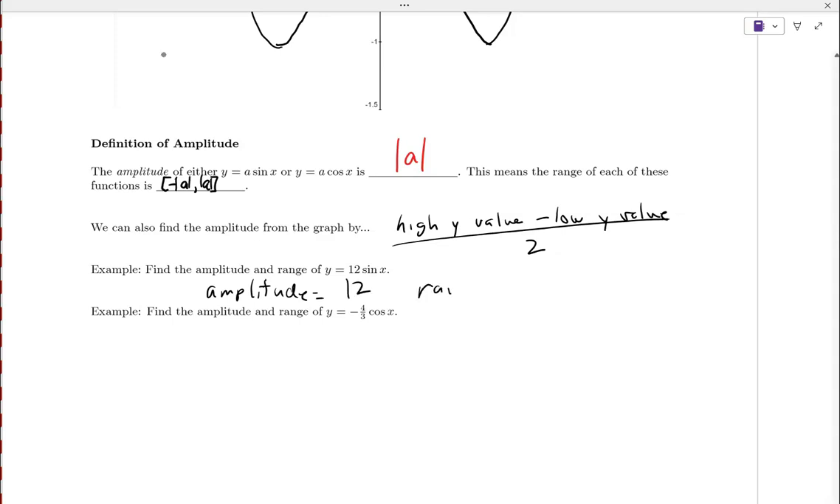12. And the range will be negative 12 to 12. Good.